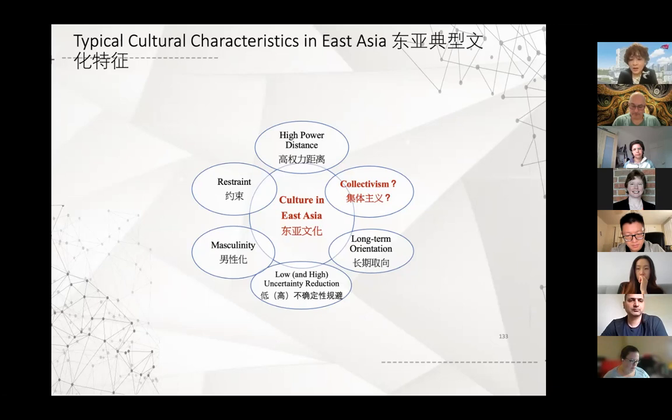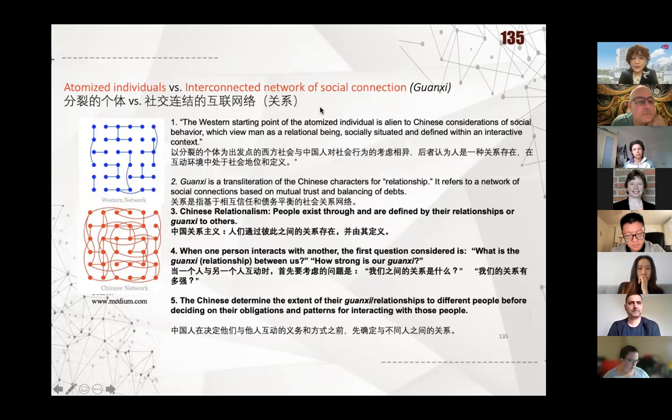But the thing is that how people define group or collectivity basically is different. So, I further use the perspective of relationalism to conceptualize the concept of collectivism.